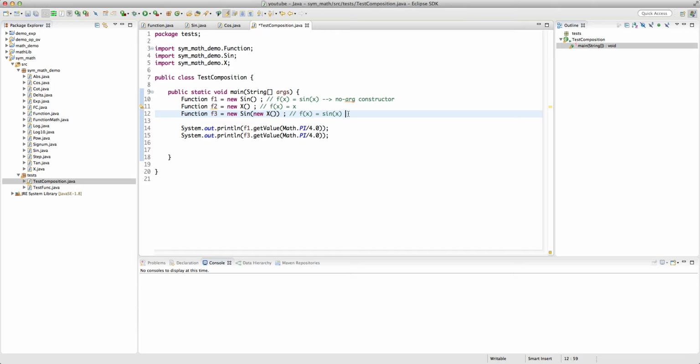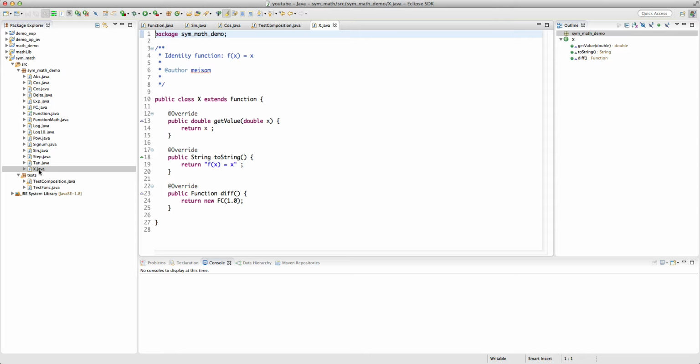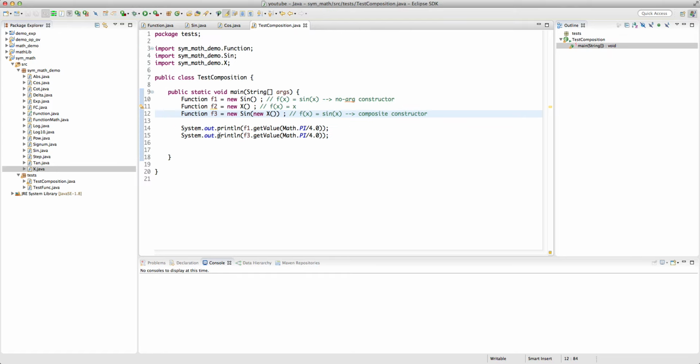Okay, so now the composite constructor also works. Note that we don't do the composite constructor for x because x is just identity. It doesn't make sense. If I want to have x of something, x of a function is just that function. We don't need to use composition. But we can do that just to make sure everything is the same. All subclasses have the same structure, but really mathematically we don't need to do that.